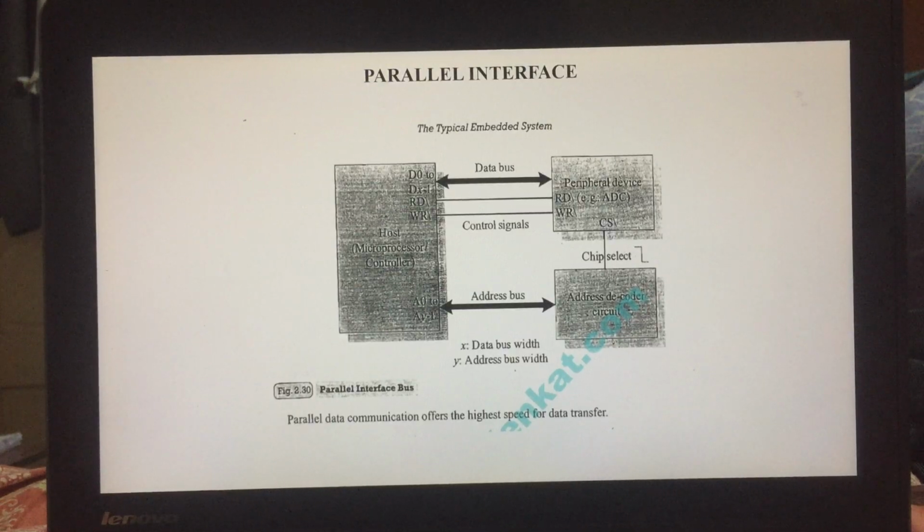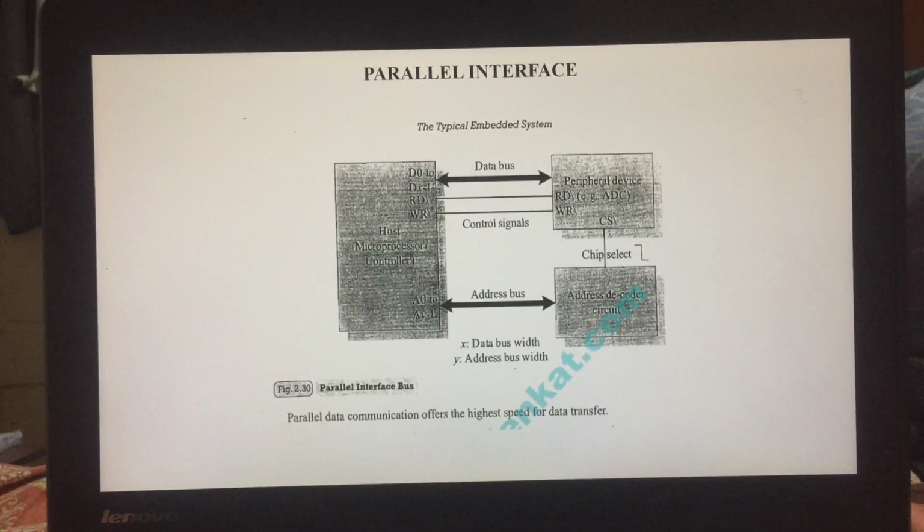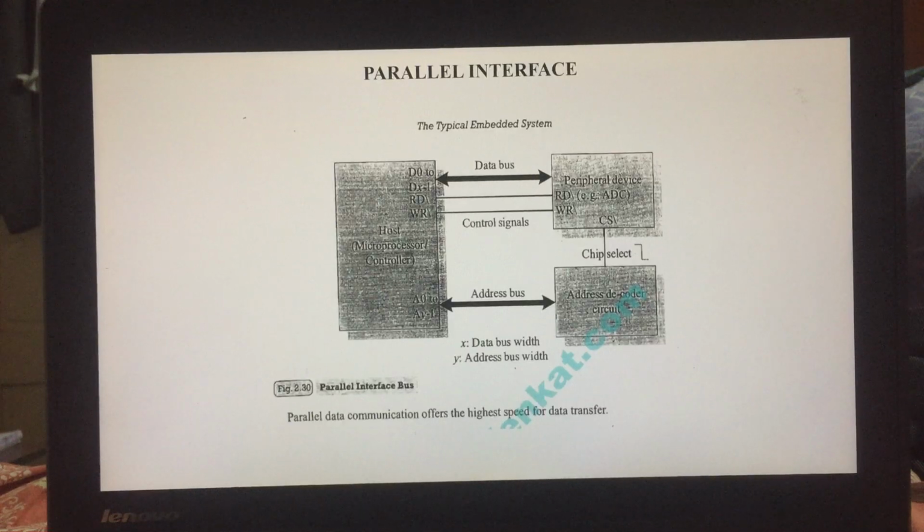It is assigned to the device. The decoder circuit activates the chip select line and thereby the device will become active. Then the processor can read or write from or to the device by asserting the corresponding control line. Control lines are RD bar and WR bar respectively.